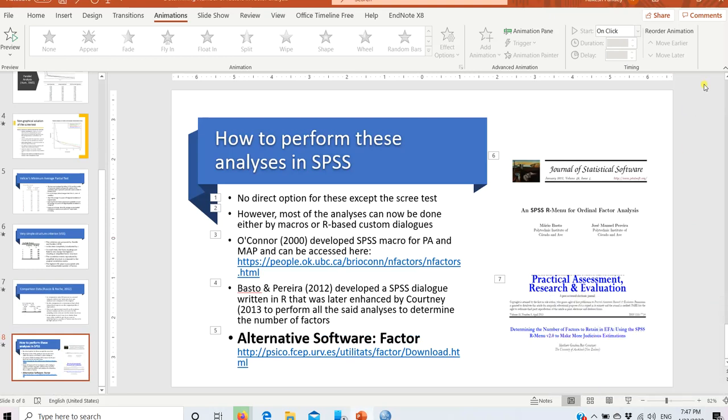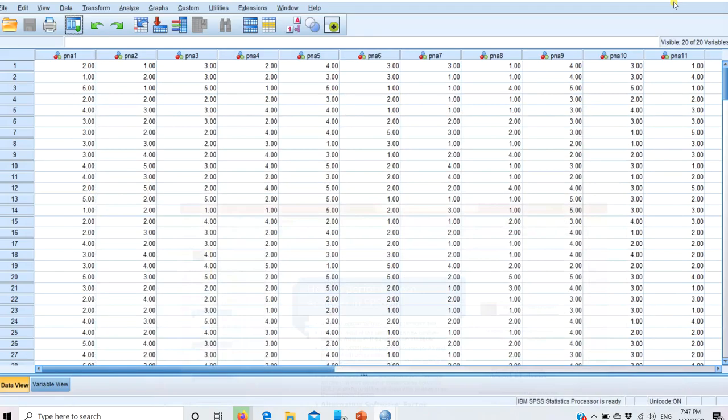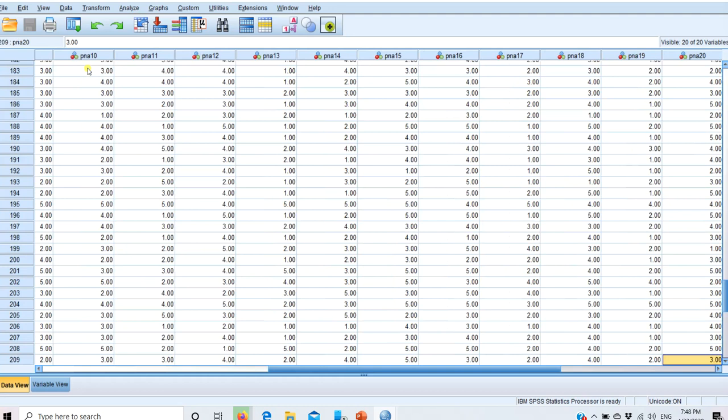the SPSS solution. This is a real data set that is obtained on a 20 item scale called the Positive and Negative Affect Schedule, and the data has been obtained on 209 participants, you can see.